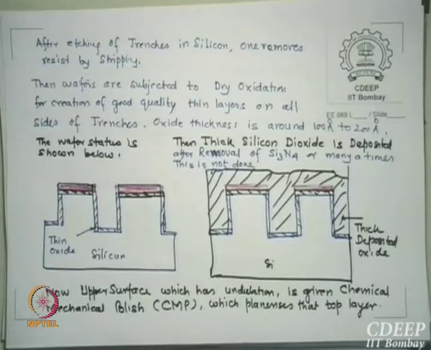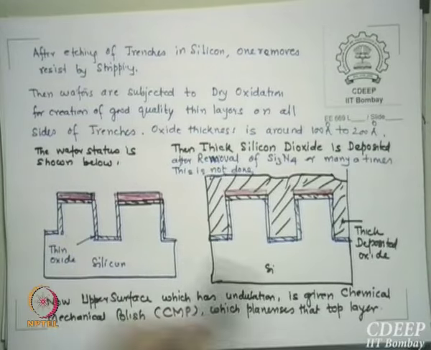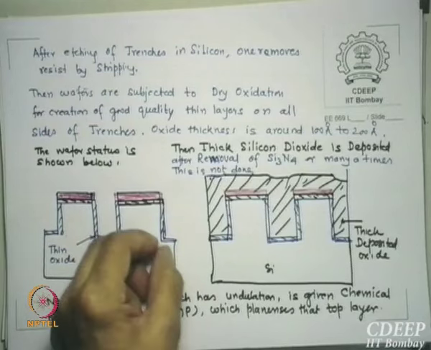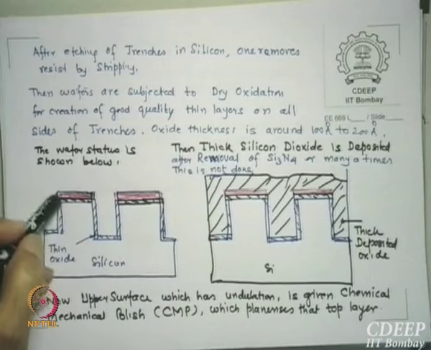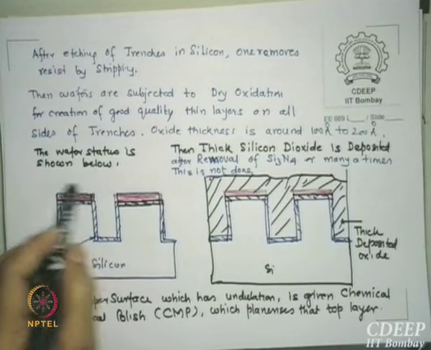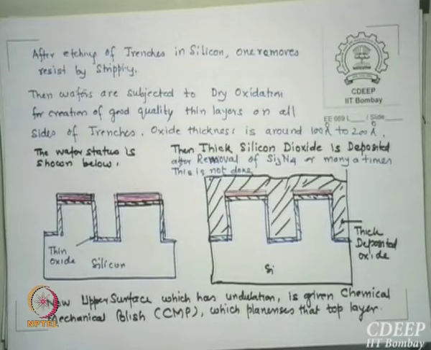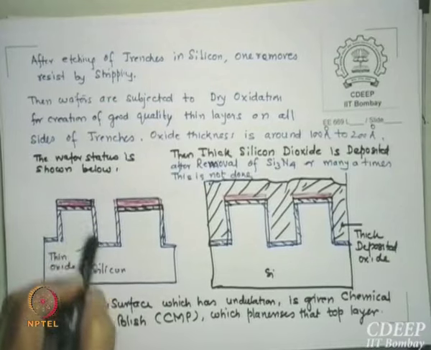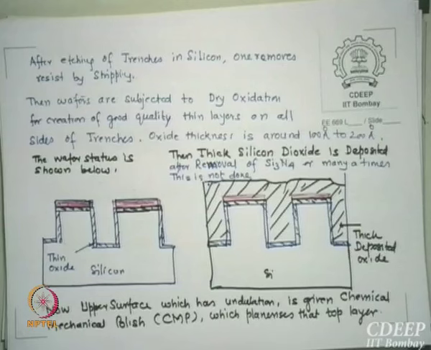After etching the trenches in silicon, one removes the resist by stripping, and you then have oxide nitride. After this, I oxidize this wafer in a dry ambient; dry oxidation is performed. So a thin oxide layer fills up the trenches, thin oxide, please remember this is thin. Nothing will grow above silicon nitride because silicon nitride does not oxidize. So all the trench edges are now filled up with thin oxide. Typically this thickness may be 100 angstroms to 200 angstroms, or 10 nanometers to 20 nanometers if you want nanometers.